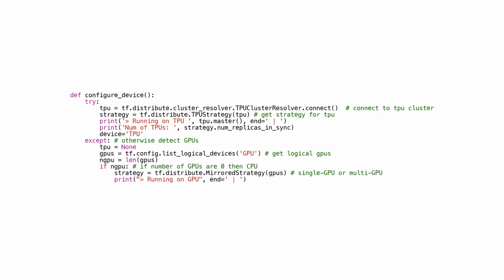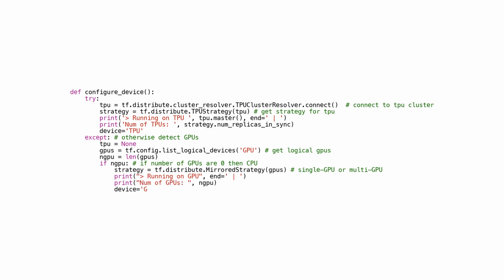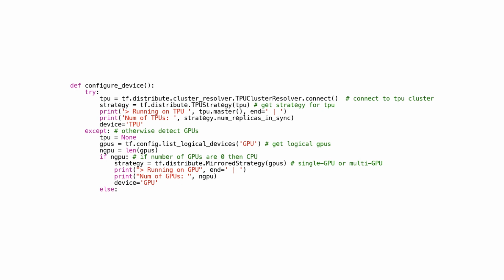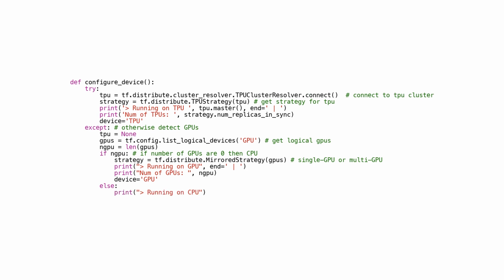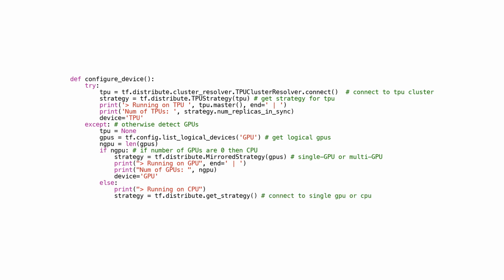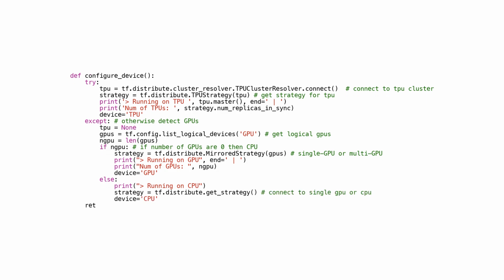So in the end, we give you back a strategy you can use in your TensorFlow code. It could be the TPU strategy, the mirrored strategy, or just the default strategy if we're stuck with the CPU. And if you're lucky enough to have a TPU, we'll throw in a reference to it for later use. Y'all have fun now.